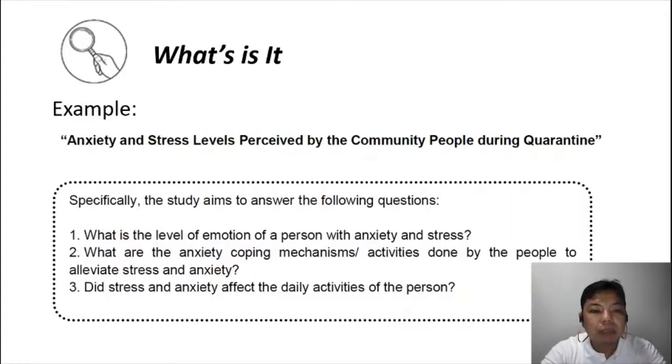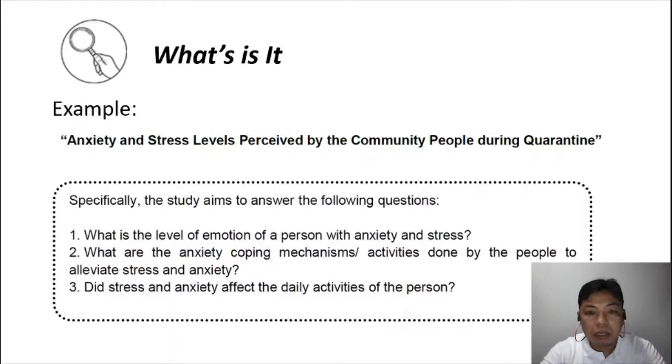Now, specifically, the study aims to answer the following questions. Number one, what is the level of emotion of a person with anxiety and stress? Number two, what are the anxiety coping mechanisms, activities done by people to alleviate stress and anxiety? And number three, did stress and anxiety affect the daily activities of the person?